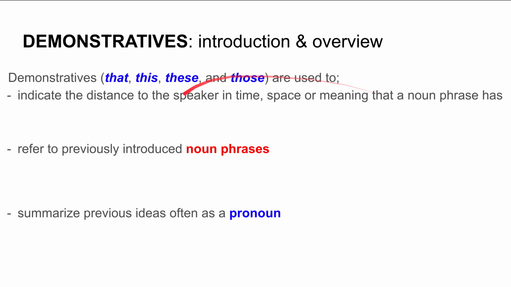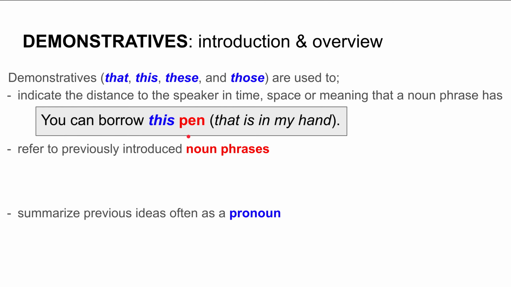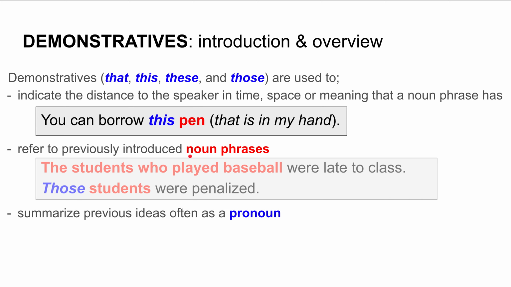Quick overview is that demonstratives, that, this, and these, and those are used to indicate the distance to the speaker in time, space, or meaning that a noun phrase has, such as you can borrow this pen that is in my hand, but I don't have to say this. When I say this pen, I don't have to say that is in my hand. And to refer to previously introduced noun phrases.